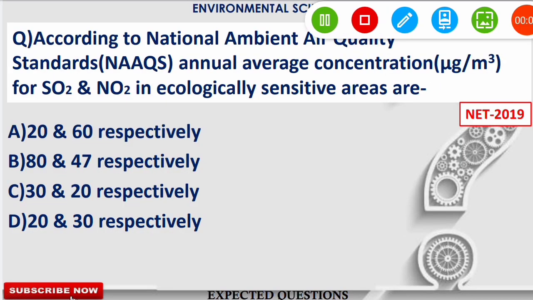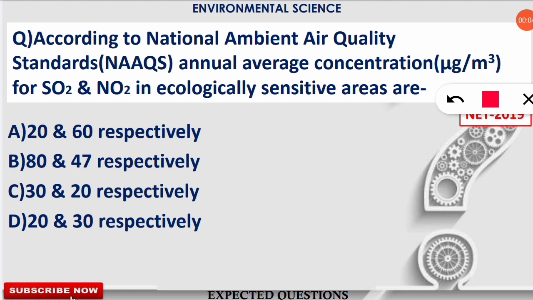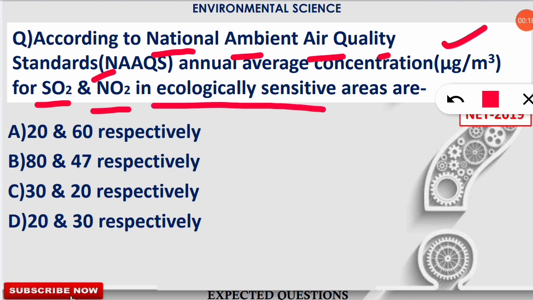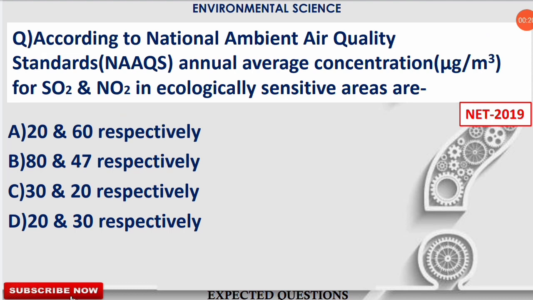The next question is, according to NAAQS, which here doesn't mean nose, it means National Ambient Air Quality Standards of India, the annual average concentration in microgram per meter cube for sulfur dioxide and nitrogen dioxide in ecologically sensitive area are what? This question was asked in the NET 2019 examination. Here the correct option will be option D, 20 and 30 microgram per meter cube respectively for sulfur dioxide and nitrogen dioxide.